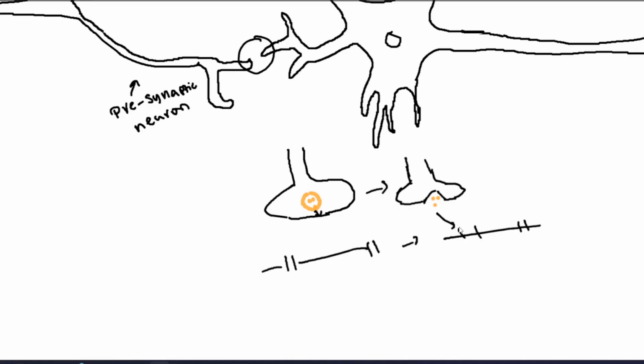And it's going to activate a series of different actions. So we have two types of main receptors. We have metabotropic and ionotropic. So what's the difference between the two?